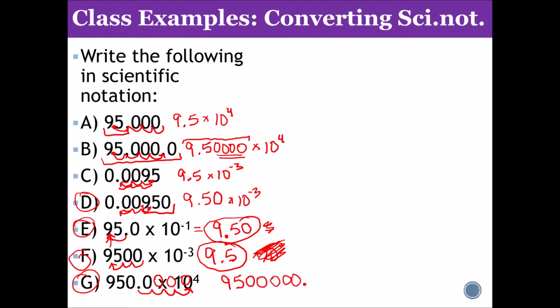And place your decimal at the end. So this is the value in long form. Now I'm going to put it in the correct form of scientific notation. So let me convert this. Put your decimal after the first non-zero number, 9.500. I'm only going to keep the digits that are significant for my coefficient.